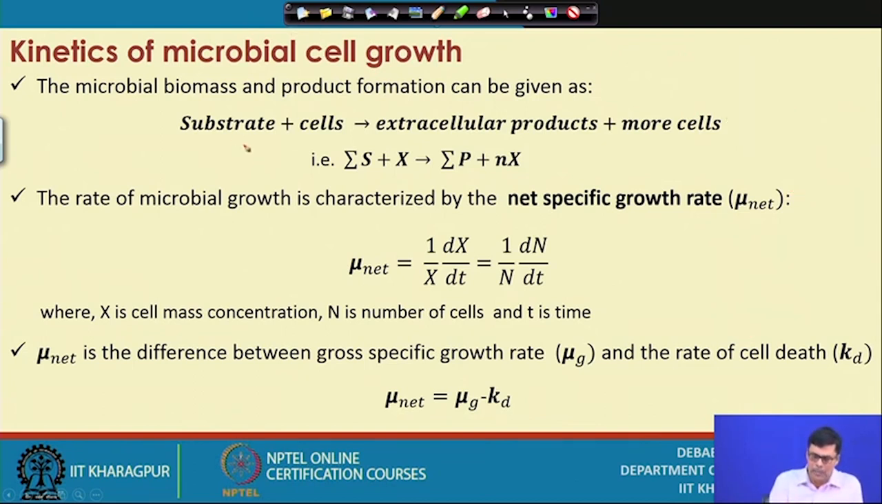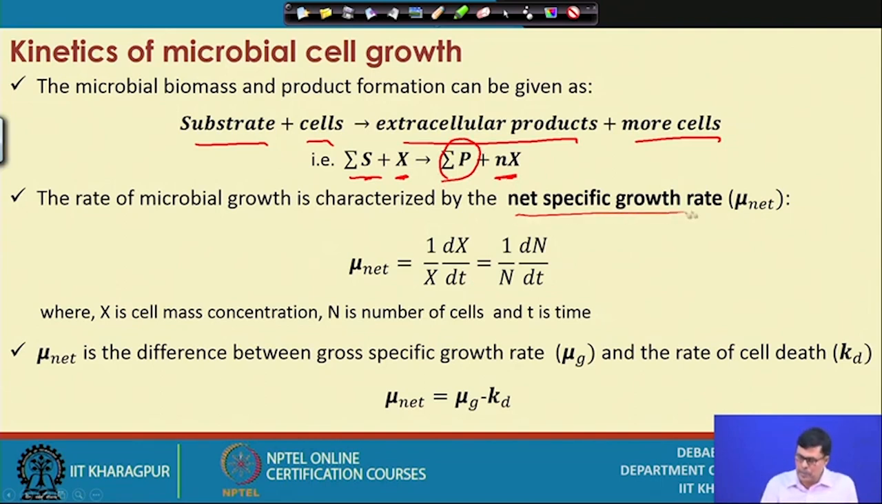Now, how does the reaction take place? Substrate plus cells gives extracellular product and more cells. The reproduction of the cell is a factor. So how can you write it? The substrate is consumed, the cell mass is added, and this gives the product and more cell mass is produced. Now, the net specific growth rate of the cell, how can you write it? It is 1/x dx/dt, where x is the cell mass per unit volume. Am I right? But I told you that in the case of unicellular cells, mass and number are interconvertible. So we can express this as 1/n dn/dt, with respect to number.